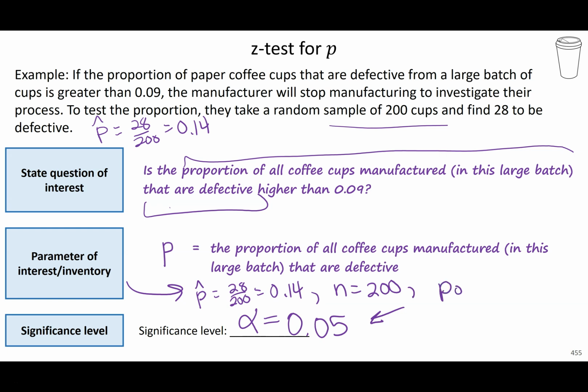Different from my inventory before, P naught is going to be 0.09 because this is the claimed value we're interested in comparing. So note, this 0.09 value didn't come from the sample. It came from somewhere outside. The manufacturer said, hey, if it's higher than this amount, we're going to stop things. So P naught, 0.09.